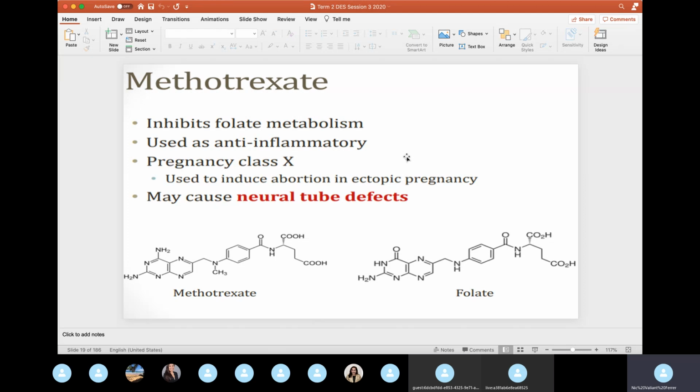For the use of your thymidylate synthase. Remember, from dUMP to dTMP. And don't forget the drug that inhibits thymidylate synthase, your 5-fluorouracil. Okay, purine and pyrimidine synthesis, don't forget. So methotrexate inhibits folate metabolism, pregnancy class X. When I say methotrexate, you say neural tube defects. Okay.